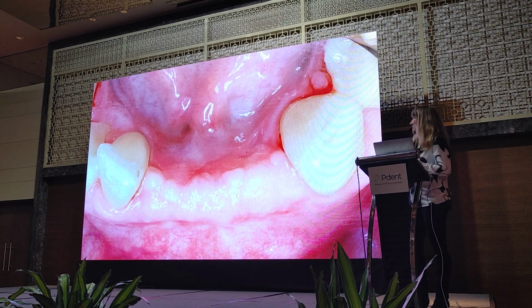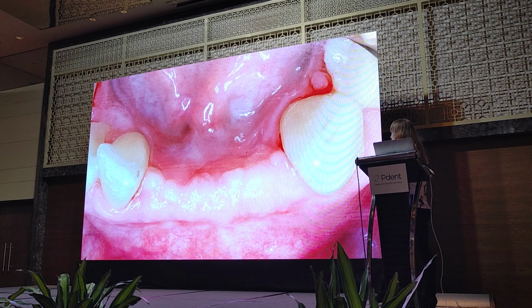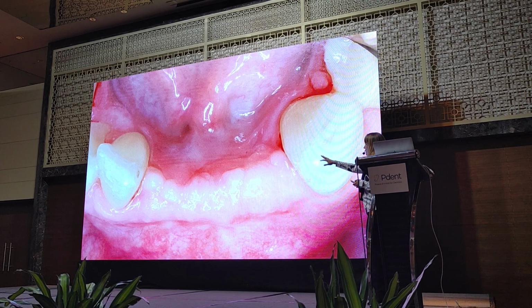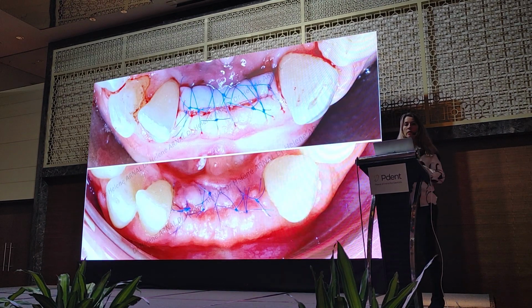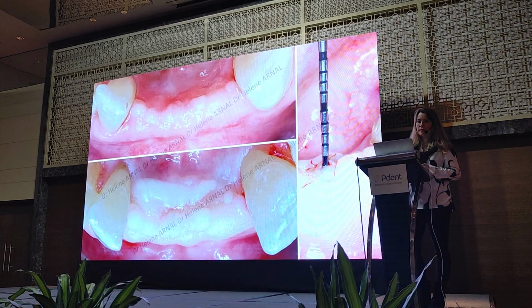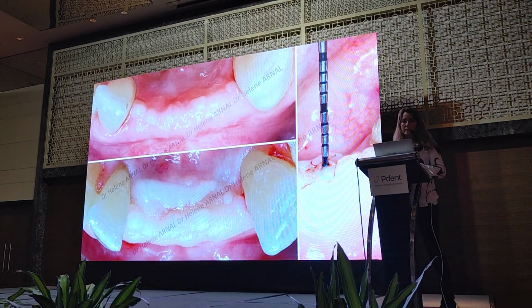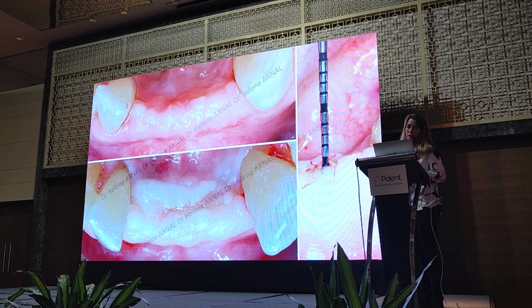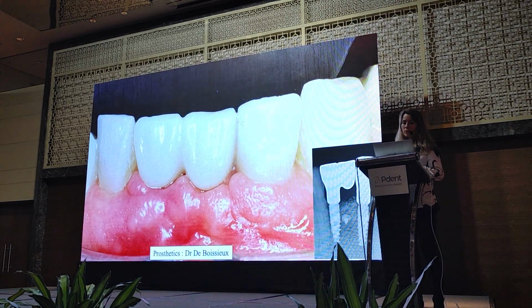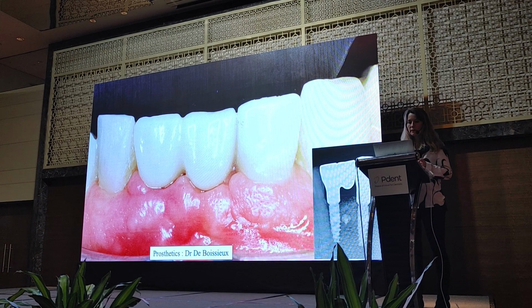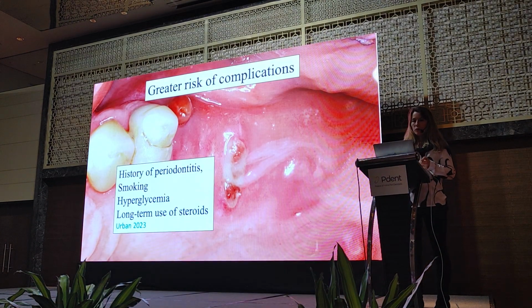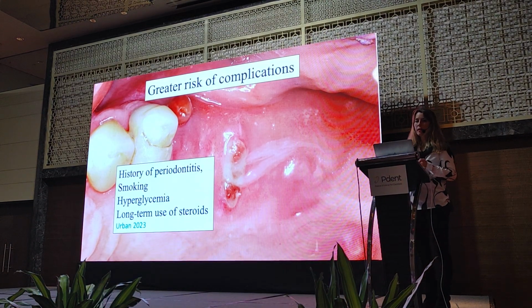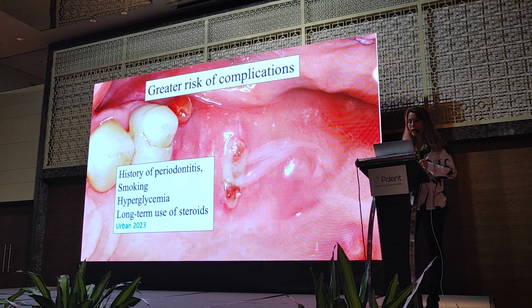So after this, we have enough keratinized tissue on the buccal side, but no keratinized tissue on the lingual. So we are doing a keratinized strip just on the lingual part. This is the healing. We have enough soft tissue thickness thanks to the pseudoperiosteum, and this is the end result. So I will now talk a little bit about one complication.